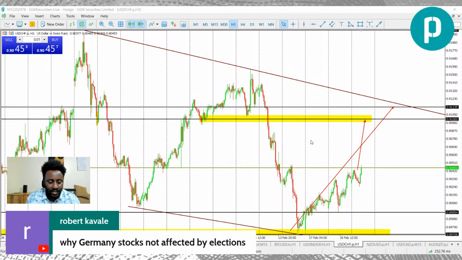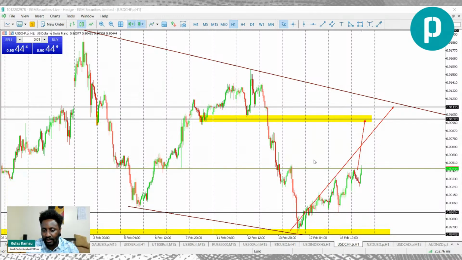Why Germany stocks not affected by elections? So despite what we normally experience here in Kenya, where elections tend to impact stocks negatively, what we have seen in the Western world is that in most cases, whenever there is elections, the stock market tends to perform better. So in this case, we are seeing a net positive performance, even with German elections incoming.